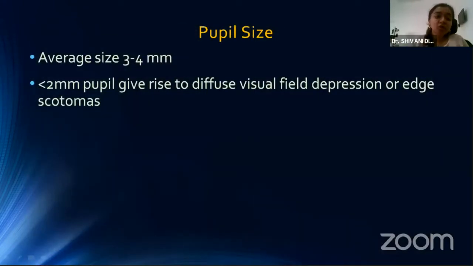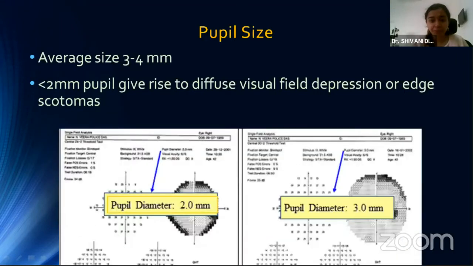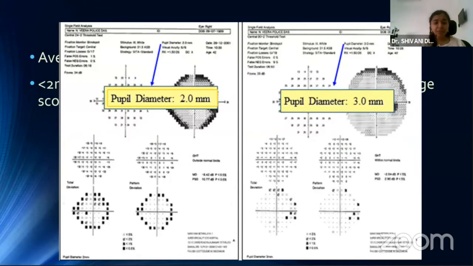So pupil size of less than 2 millimeters can give rise to diffuse visual field depression or edge scotomas. Like in this example on your left, you can see that there are peripheral edge defects when the patient performed this test with a pupil diameter of 2 millimeters. When this patient repeated the test with a pupil diameter of 3 millimeters now, we can see that these edge scotomas have gone away and the visual field test is normal.